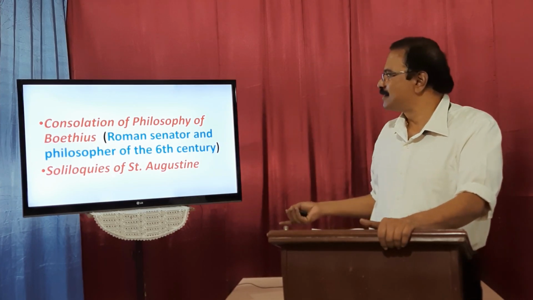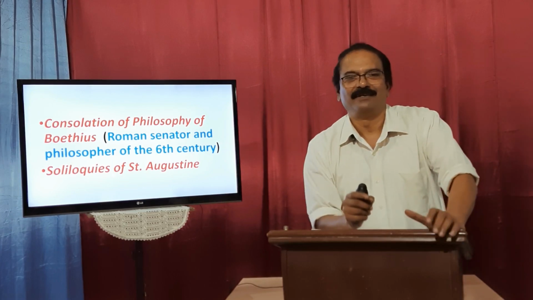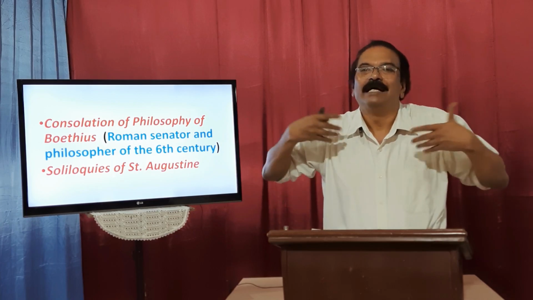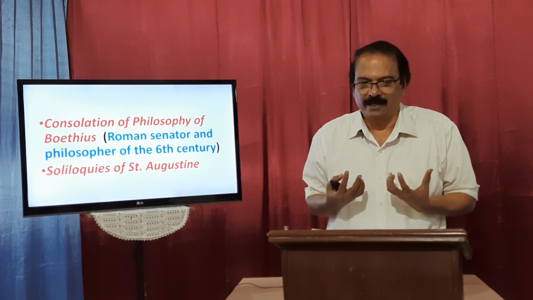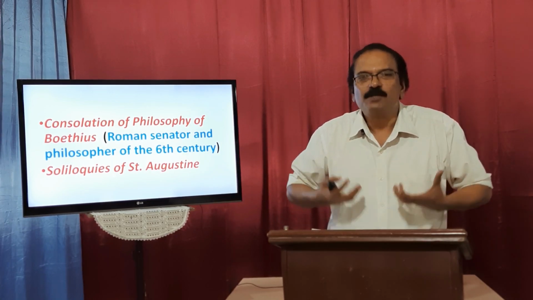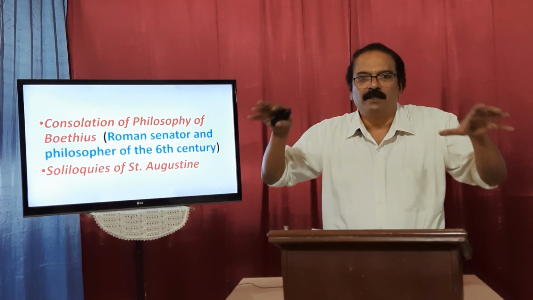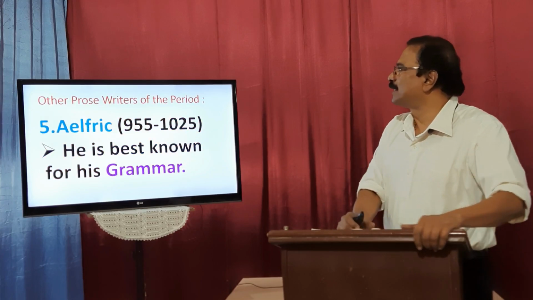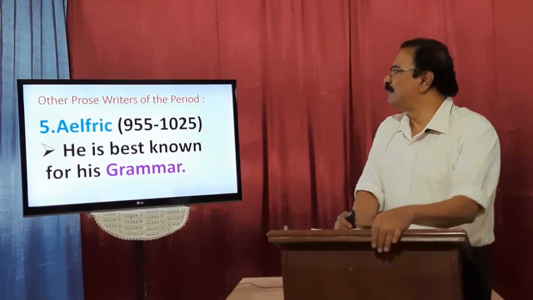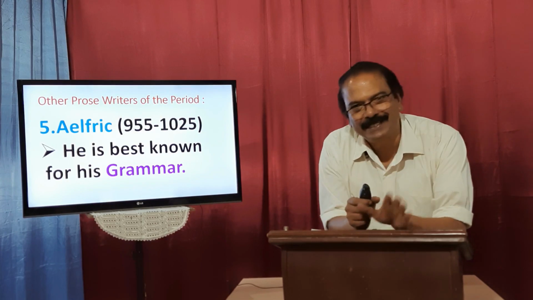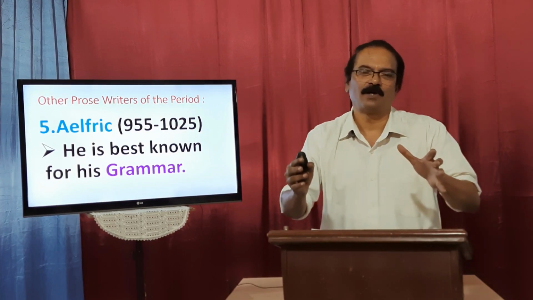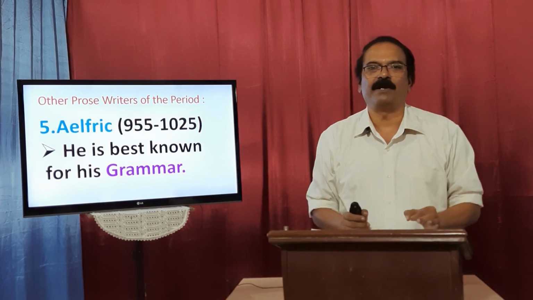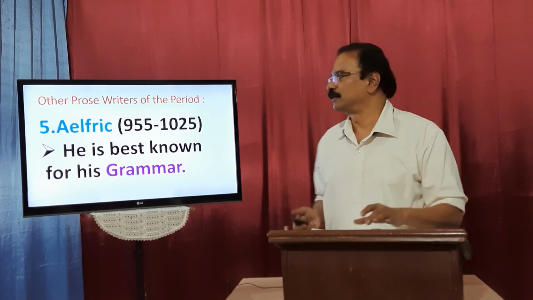Okay. Then, Soliloquies of St. Augustine. Soliloquies means talking to oneself. Mostly his own revelations. Whatever he has spoken to himself, that is translated into English. Now, other prose writers, very quickly. Aelfric, he is best known for his grammar. So Aelfric of the Old English or Anglo-Saxon period is known for his grammar. Okay.